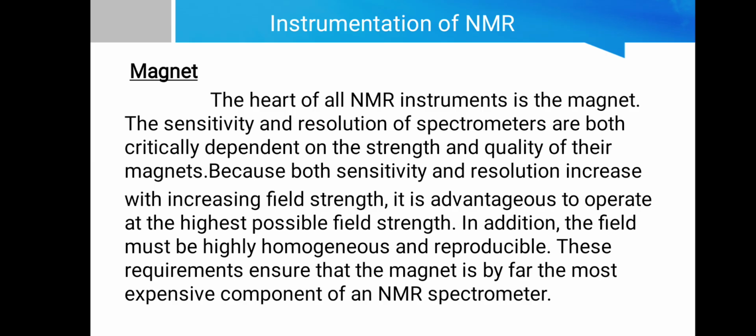Instrumentation of NMR: the magnet. The heart of all NMR instruments is the magnet. The sensitivity and the resolution of the spectrometers are both critically dependent on the strength and quality of their magnets. Because both sensitivity and resolution increase with the increase in field strength, it is advantageous to operate at the highest possible field strength. In addition, the field must be highly homogeneous and reproducible. These requirements ensure that the magnet is by far the most expensive component of an NMR spectrometer.